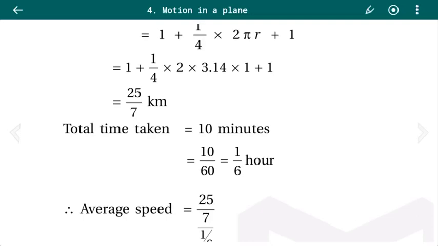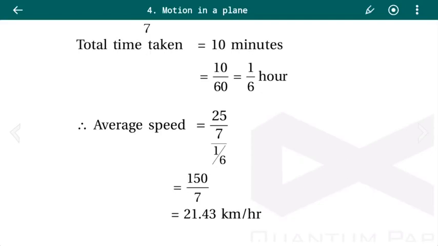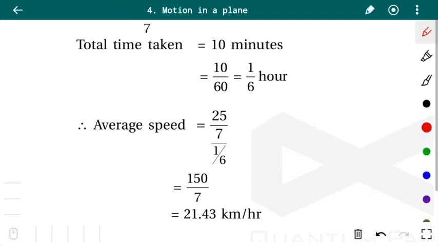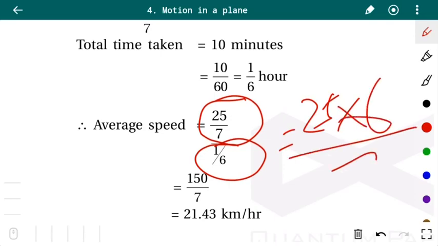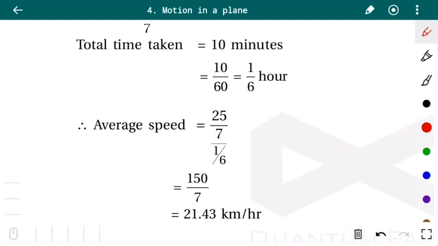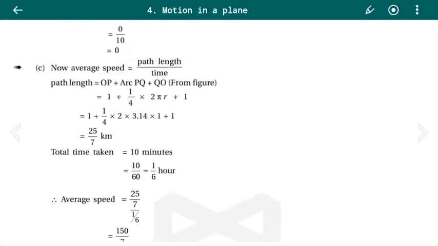Total time taken is 10 minutes. If we convert that into hours, it is 10/60, which is equal to 1/6 hour. Thus average speed is nothing but path length upon time taken. Path length is 25/7 upon time 1/6. So it becomes 25 into 6 upon 7, that is 150/7. It is equal to 21.43 kilometer per hour.